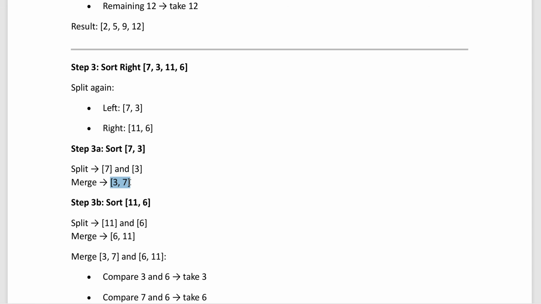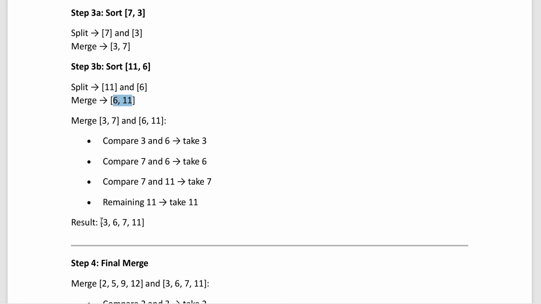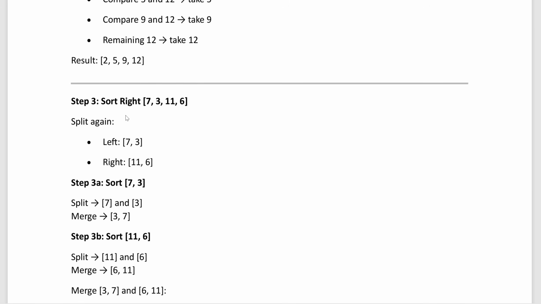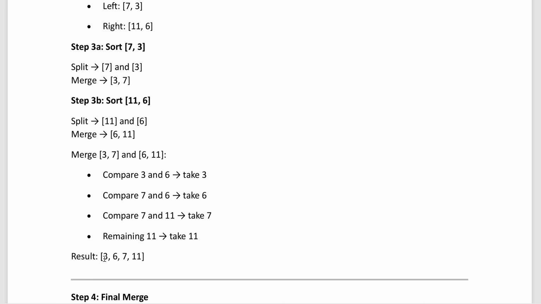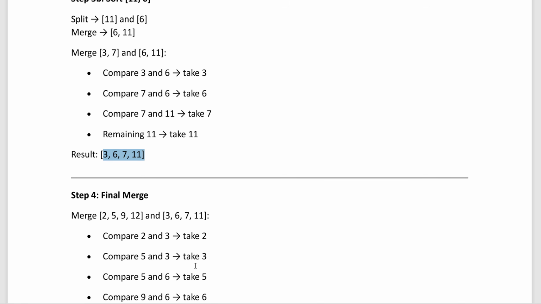After that, we will be applying the merge operation on 3, 7 and 6, 11, right? Which will result in this sorted ascending order. Now we have obtained two arrays in sorted order. First is 2, 5, 9, 12. Second is 3, 6, 7, 11.